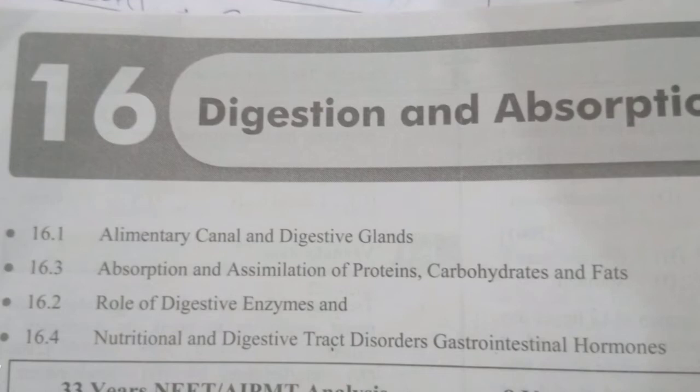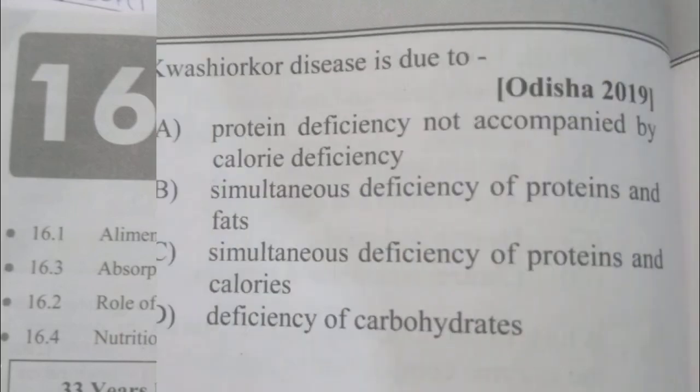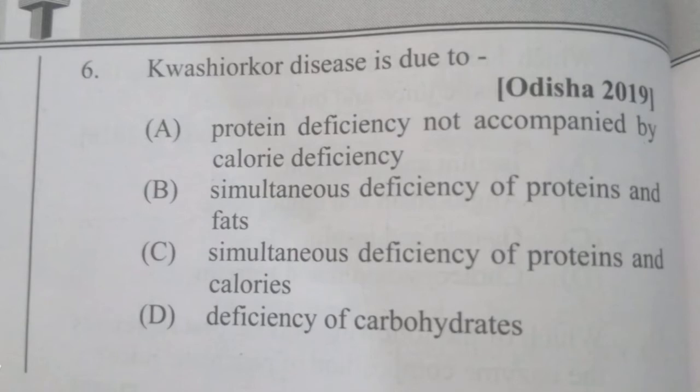Okay, for now let's start nutritional and digestive tract disorders, gastrointestinal hormones, which is the next topic. We are leaving the role of digestive enzymes because these have only 6 questions asked in the whole NEET from 1998 to 2020. So this is not so important a topic and we are completing it fast, as we have already completed the topic absorption and assimilation of protein, carbohydrates and fats before. That is not so important because there were only 4 or 5 questions. Now without further ado, let's start our next topic, nutrition and digestive tract disorders.